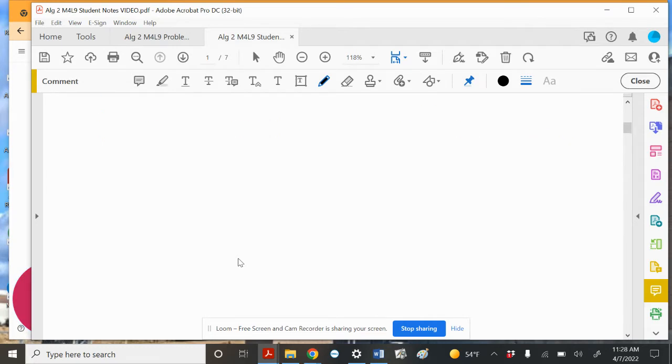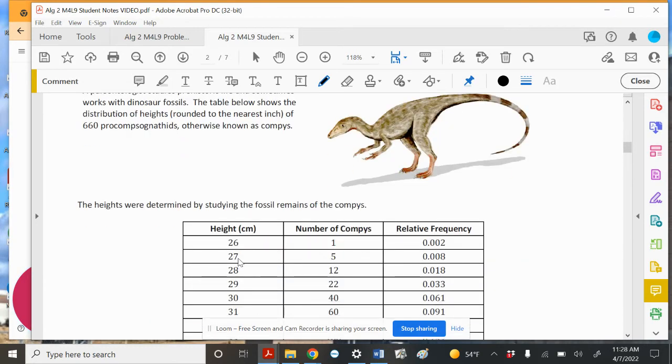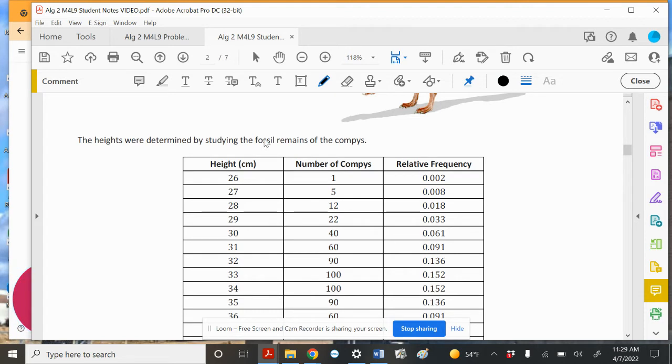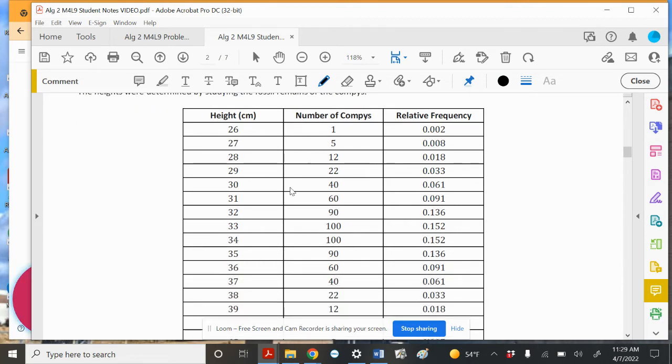data. So we are given a bunch of heights of fossils of remains of compies that were found. And the data that was given to us was that at a height of 26 for the fossil, we found one compy. 27 height, we found 5, 28, 12, 29, 22, 30, 40, 31, 60, 32, 90, and so on. This last piece right here is what is known as the relative frequency.